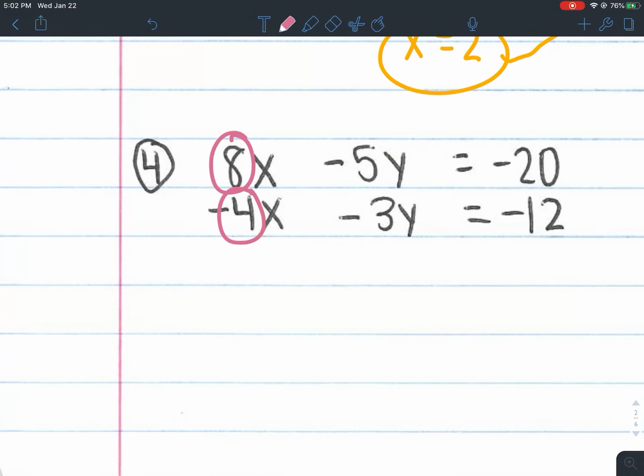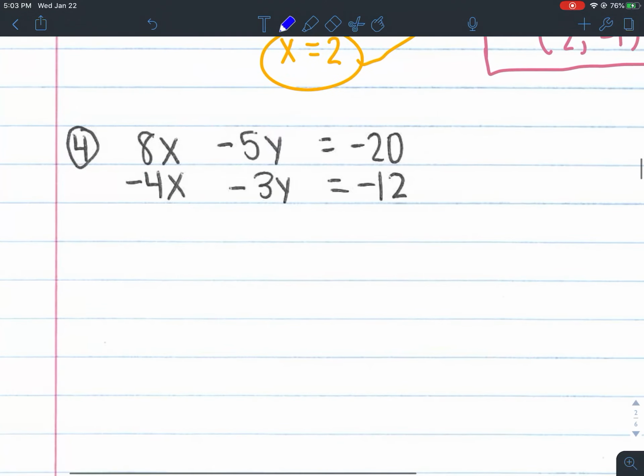If I want to get rid of my x's, I need them both to become the same number. Is it possible for me to get them both to become the same number? Well, yeah. I can get the first equation to be positive 8x. If I want that to be positive 8x, then what does this have to be in order for it to cancel? Negative 8x. So how can I get negative 4 to become negative 8? Well, I do some manipulation, and I can multiply this entire thing by 2.